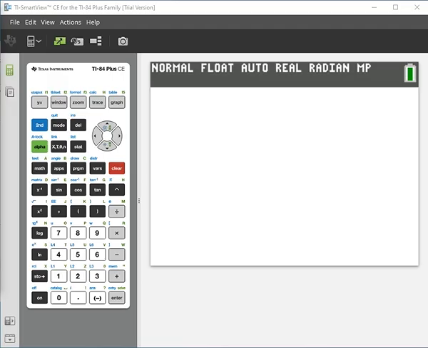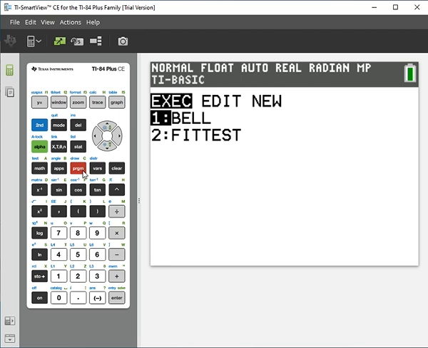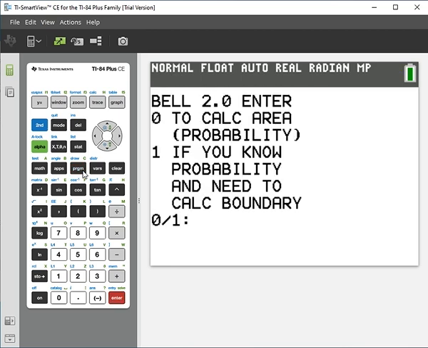Okay, we're still in 8.3. We're now talking about examples 8 and 9. Yes, the same question, but just using different calculator functions to get there. So in the first case, we're going to use Bell. So I'm going to go to Programs, and I'm going to launch Bell. So there's Bell launched.